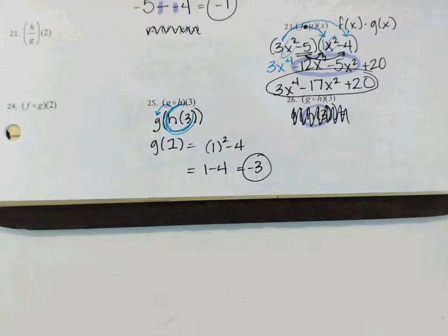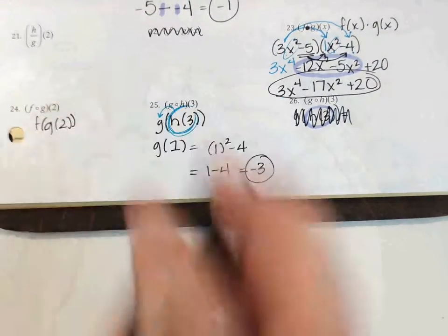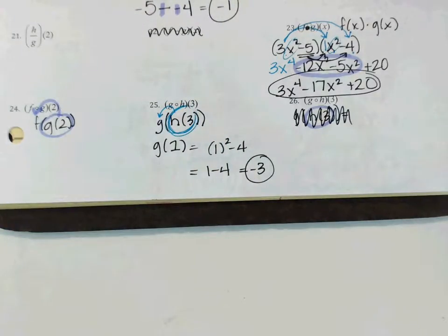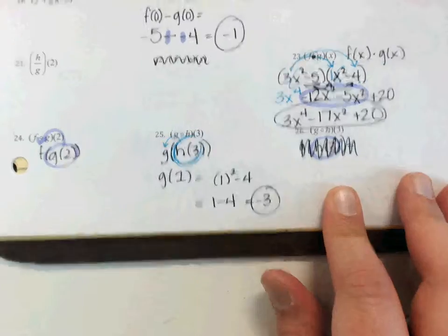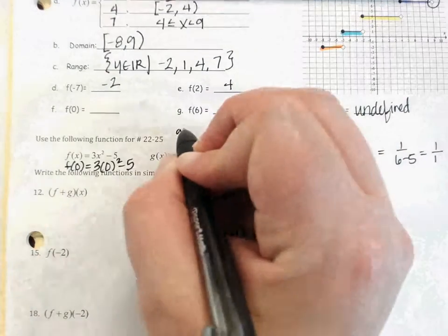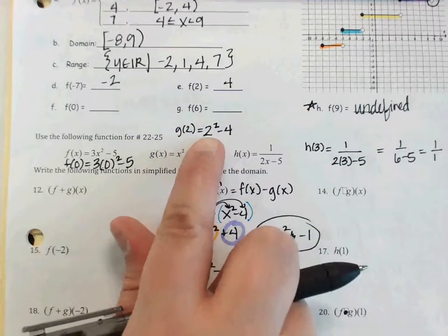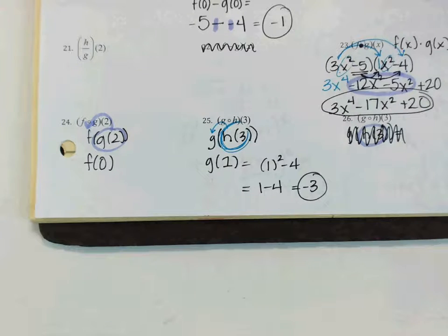Okay, we'll do 24 then. So f of g of 2. I'm going to find g of 2 first. Then when I get that result, I'm going to plug it into f. So let's find g of 2. I'm going to come up to the top here. G of 2 is going to be 2 squared minus 4. But what's 2 squared? 4. And 4 minus 4 is 0. So my middle number there is a 0. And then I take that 0, I plug it into f.